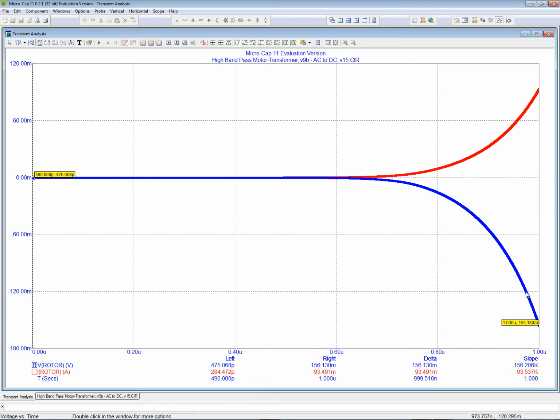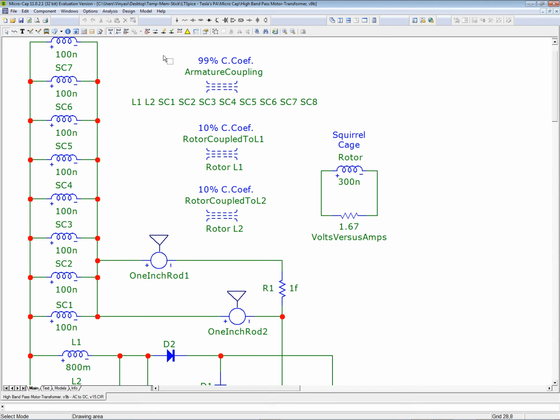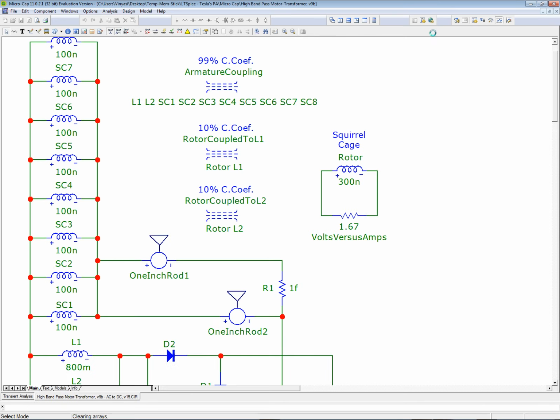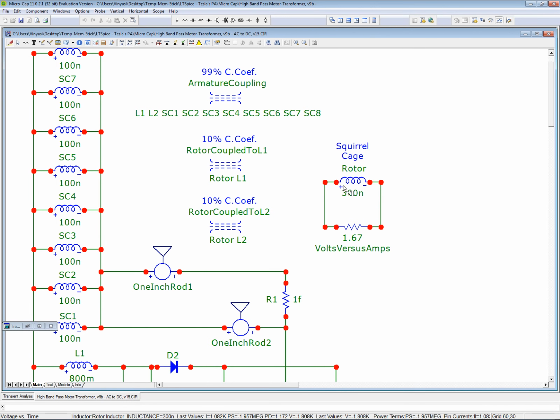That's as far as I was able to take it. If I take it any further, weird things happen. Let's see, if I took it just slightly longer, like 2 microseconds. So, you're on your own if you want to take it any further. I wouldn't be able to do that.